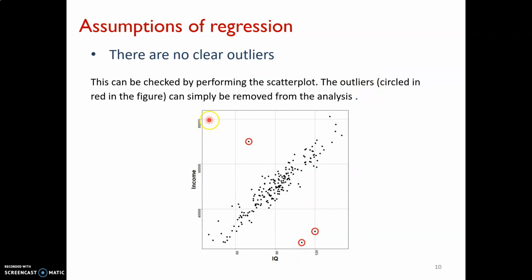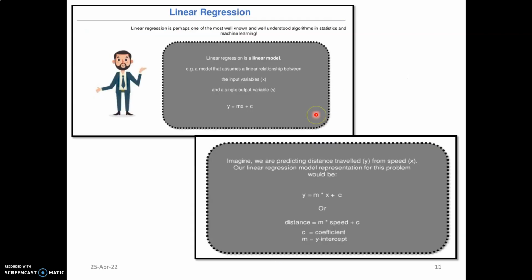So, the y variable is the income. X is the IQ. Here the sample is linear, but the outlier can simply be removed from the analysis. The scatter plot is used to verify the performance.